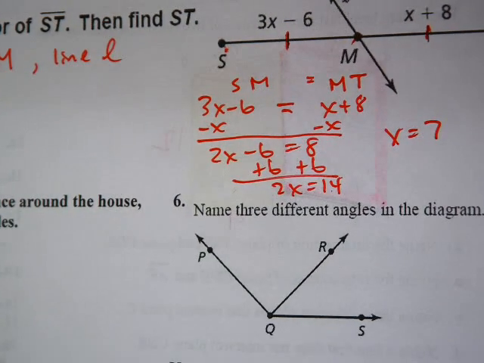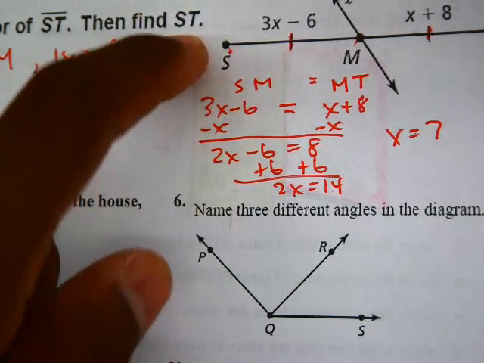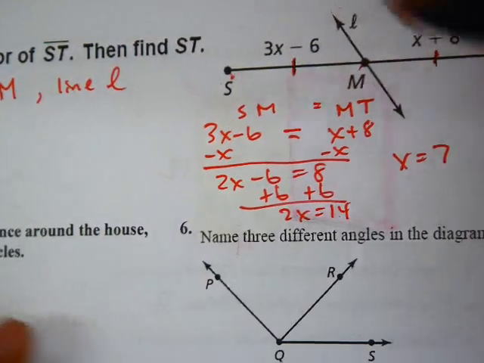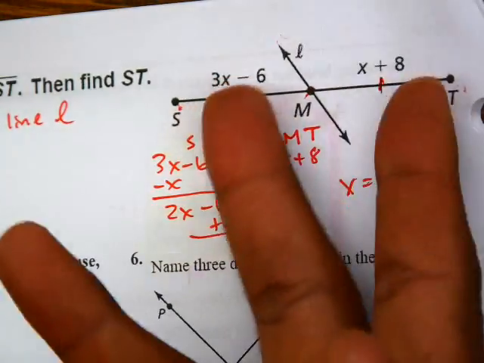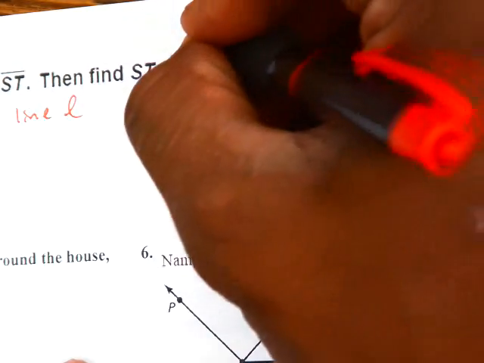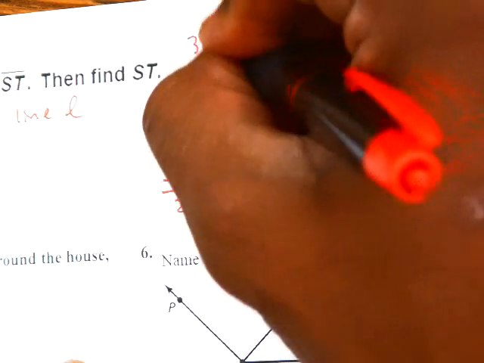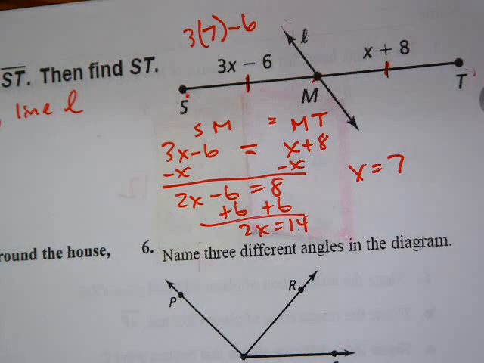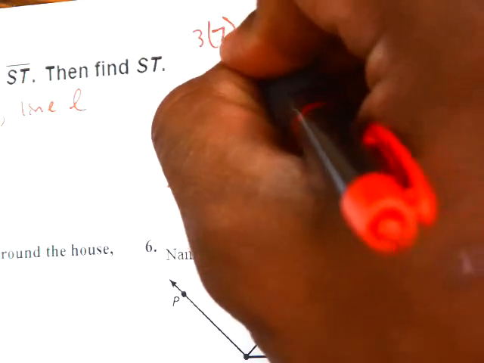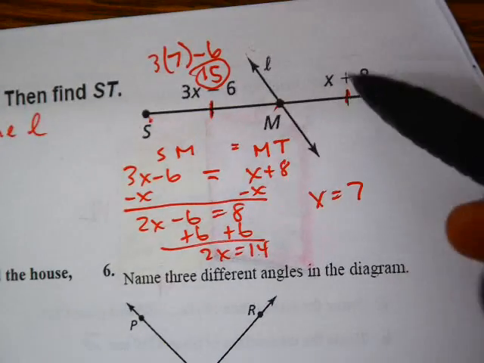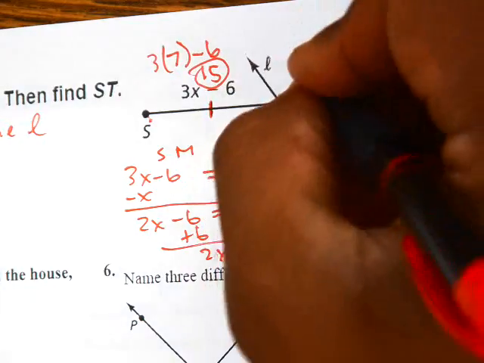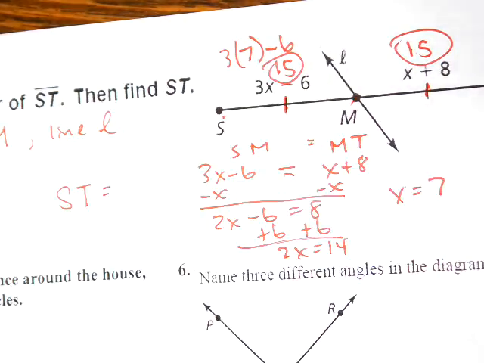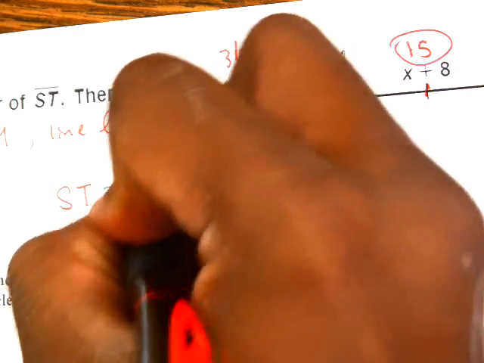I make sure to read the directions, to make sure if I'm done or not. It says find ST. I have not found ST, I just have x is 7. To get ST, I need to make sure I plug this x value into these expressions. So 3x, 3 times 7 minus 6, that's 21 minus 6, that's 15. So this length is 15. I can either plug this in or know that since these are equal, this is automatically 15. So the length from S to T all the way across is 15 plus 15, or 30 units.